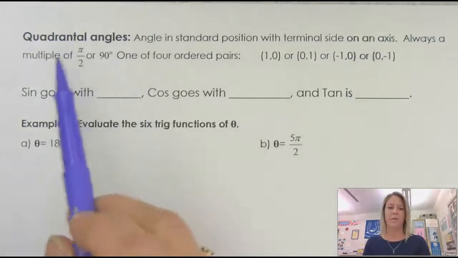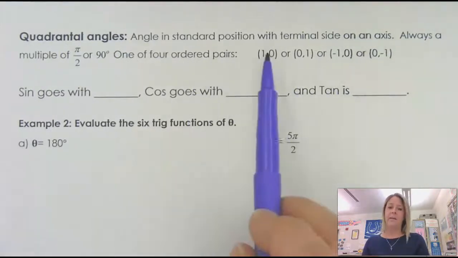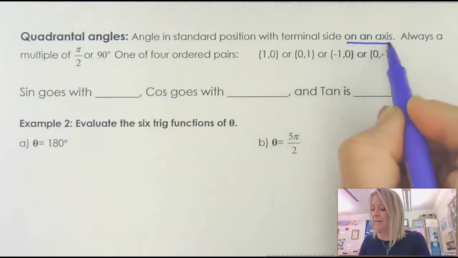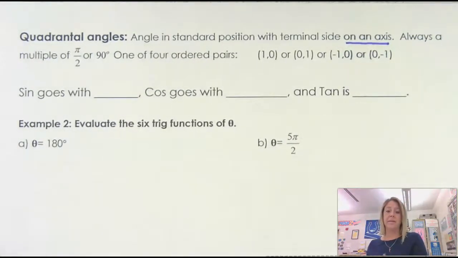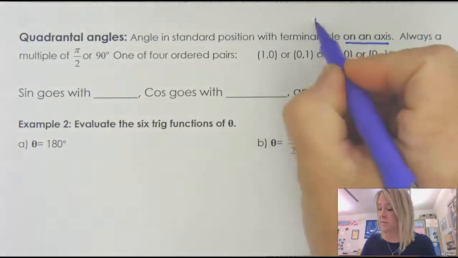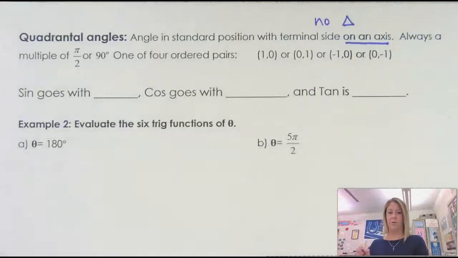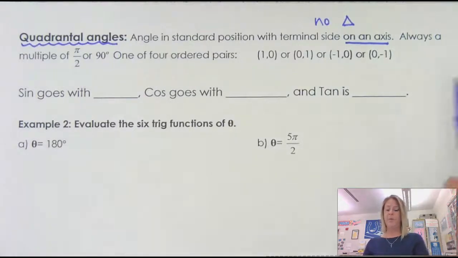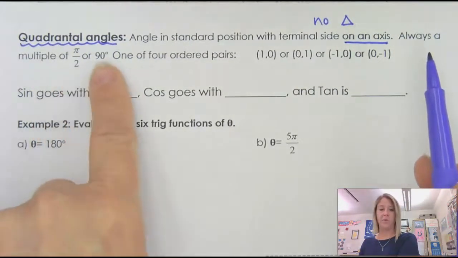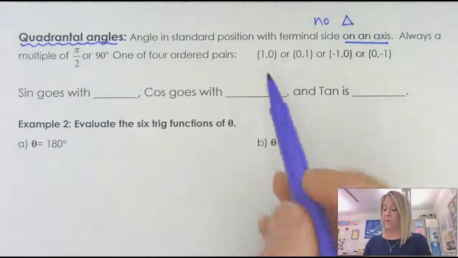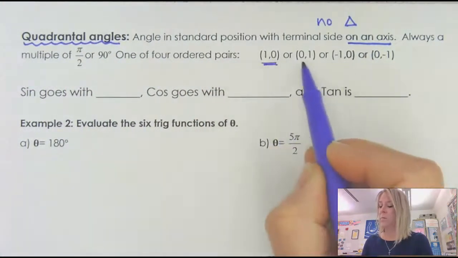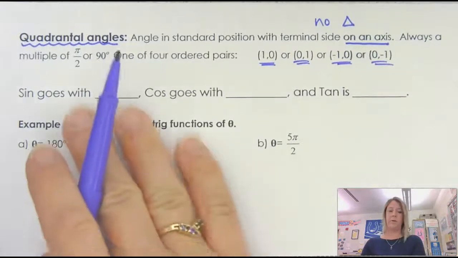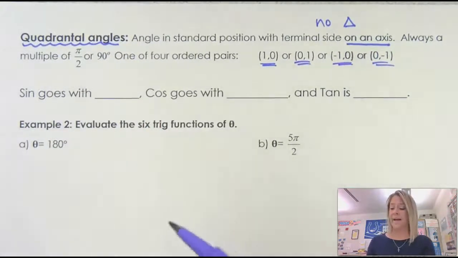Okay, so now we're going to do something called quadrantal angles. This is an angle, when you put it in standard position, its terminal, its ending side, is actually on either the x or the y-axis. So you're going to see you don't have a triangle this time. So there's really no right triangle when you have one of these quadrantal angles. So when we're doing these, it's always going to be a multiple of either pi over 2 or 90. We're going to look at one of these 4 ordered pairs: 1, 0, 0, 1, -1, 0, 0, -1.